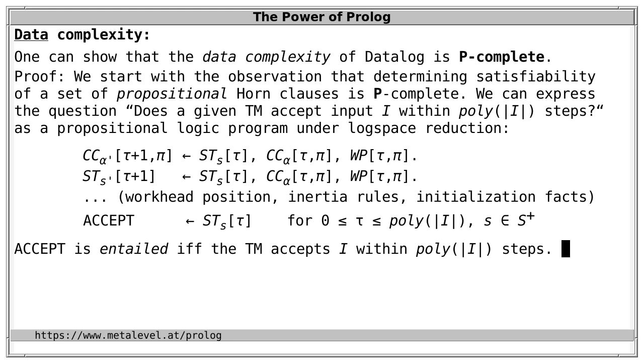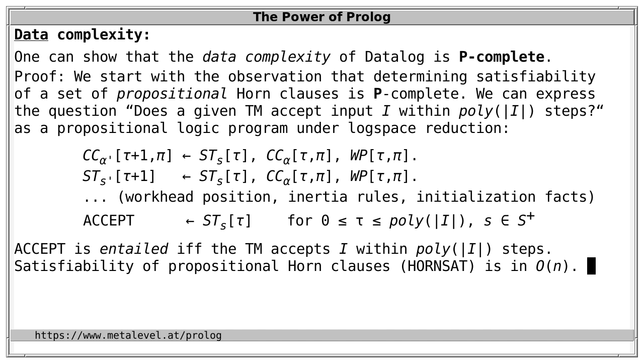So this shows that satisfiability of propositional Horn clauses, called Horn-SAT, is P-hard, because it's at least as hard as the hardest problem in P. Because with such a reduction, we can use it to model every decision algorithm that runs in polynomial time. And moreover, Horn-SAT is itself in P.